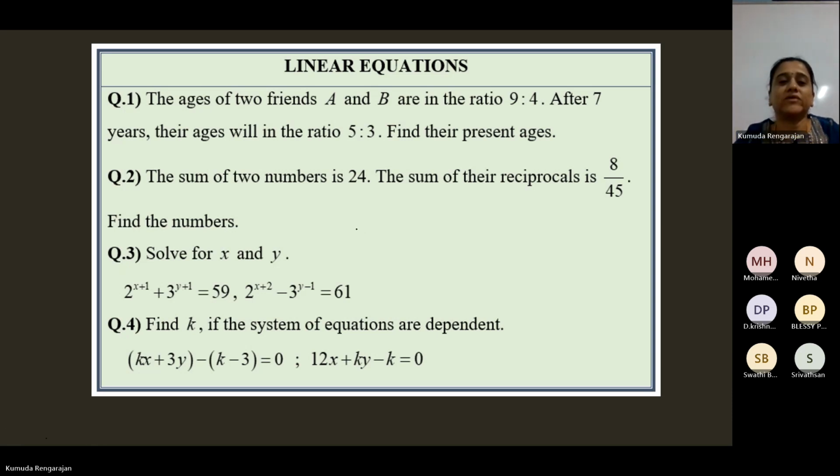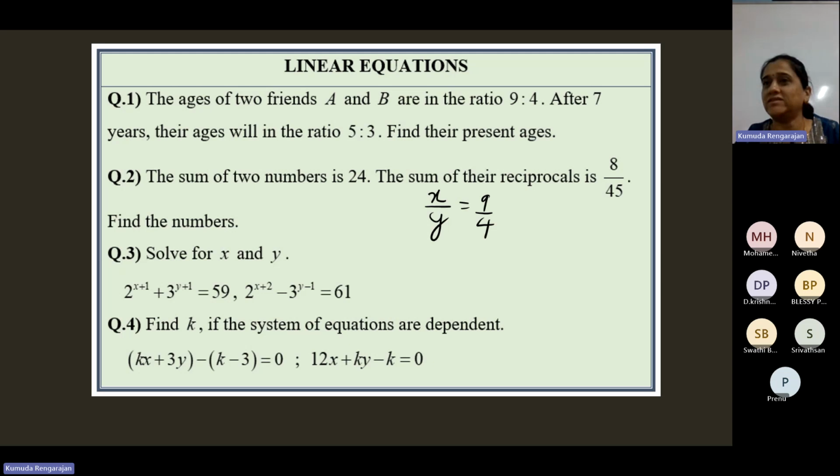Okay, fine. So, A's age X years, B's age Y years. What's the ratio of the ages? 9/4. Ratio of the ages is 9/4. Correct? Okay. What will be A's age after 7 years? X plus 7. What will be B's age after 7 years? Y plus 7. What is that new ratio? 5/3. That's all. These are the two equations.